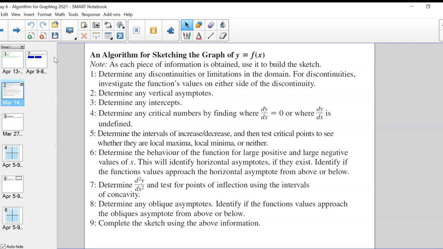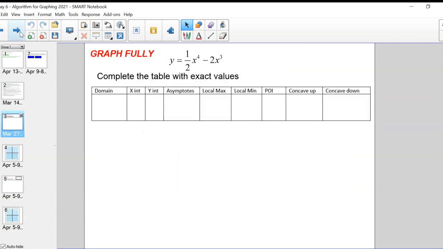All right, so let's see if we can tackle question number 1. We're going to fill in this table at the end of this process. We're going to find the domain, the x-intercepts, the y-intercepts, the asymptotes, the local max, local min, POIs, that's points of inflection. Where is it concave up? Where is it concave down? Etc., etc. Then we're going to graph it, right? On the next page, we're going to try to put this together in some kind of a graph.